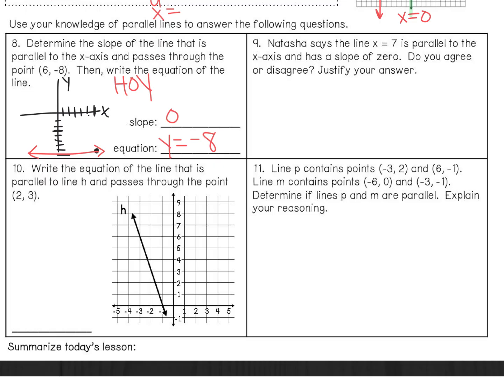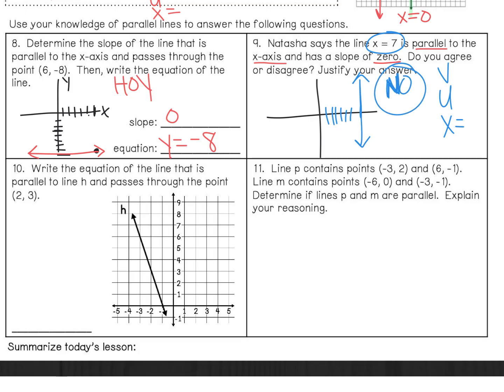If Natasha says the line x equals 7 is parallel to the x-axis and has a slope of 0, do we agree or disagree? How could we do this? Can we draw a picture? Here, if I'm going to do x equals 7, I'm crossing my x-axis at 7. And I know if this is x equals, this is a VUX. This is a vertical line. Is it parallel to the x-axis? No. Do we agree? No. And your picture would be your documentation there.